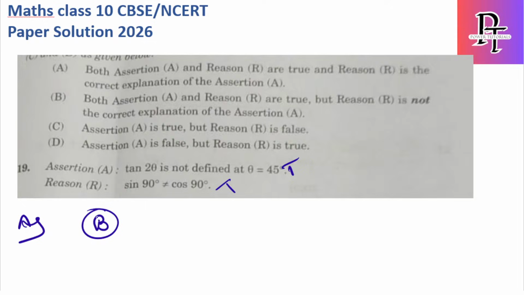Okay, if they had mentioned that cos 90 is 0, or that the denominator of anything is 0 so it is not defined, then it might be the right answer. But here both are true but not the correct explanation, hence the answer is B.